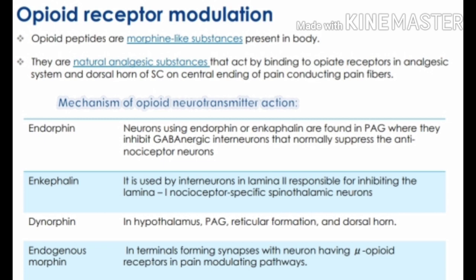Dynorphin: it is used in the hypothalamus, PAG, reticular formation, and the dorsal horn. Endogenous morphine: in terminals forming synapses with neurons having mu-opioid receptors in the pain modulating pathways.